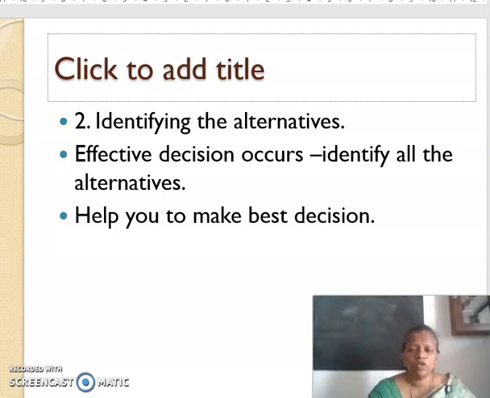Next one is identifying alternatives. What are the various alternatives in your life? For example, before coming to college, you have so many options: whether to come here, or to some other college, or to join a professional course, etc. So you have to identify the alternatives. Depending upon your marks, you are going to choose. Can you understand? That is identifying the alternatives.